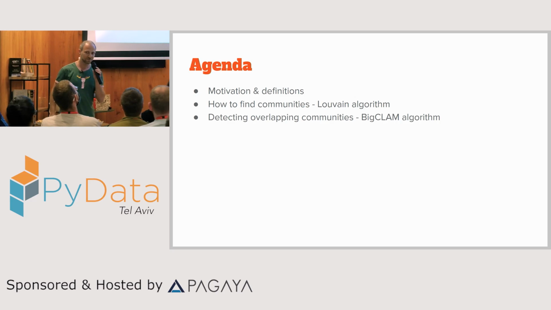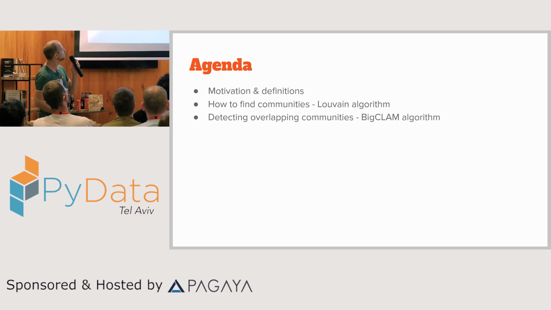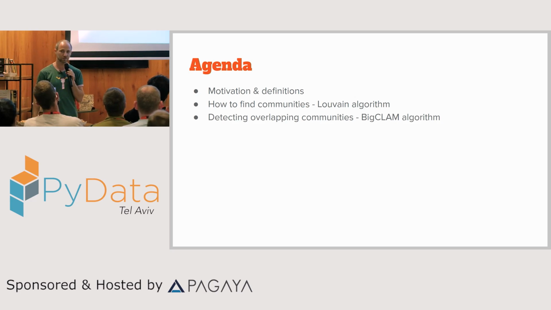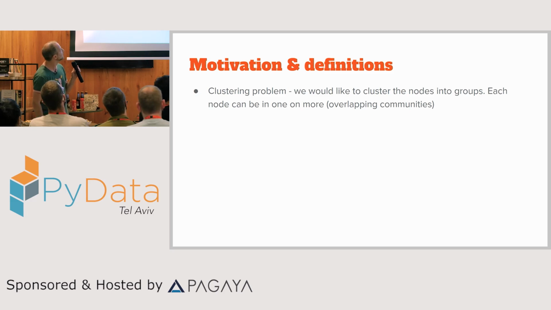So some agenda for today. I would like to expand a bit the motivation and some definitions of community detection, and then go over thoroughly two algorithms, the Louvain and the BigCLAM. And if you have questions, ask. I hope I'll be able to answer.